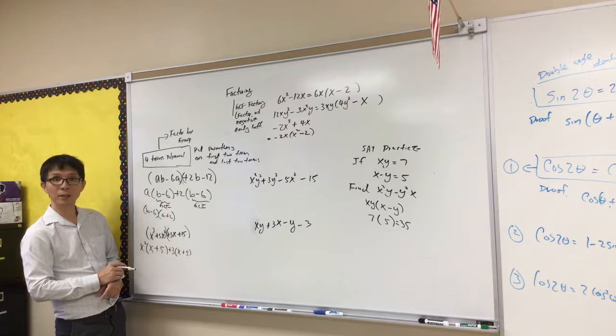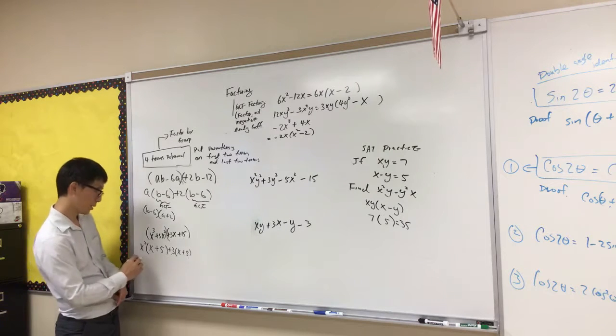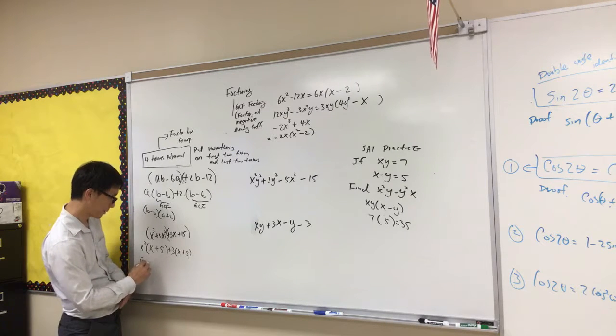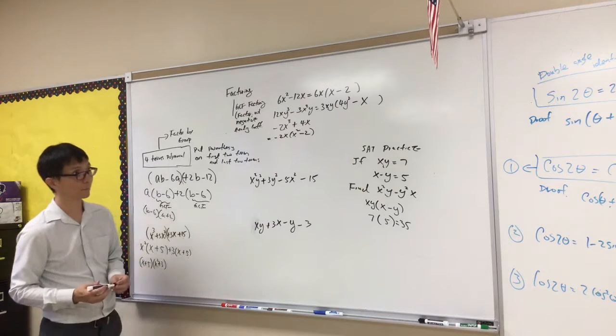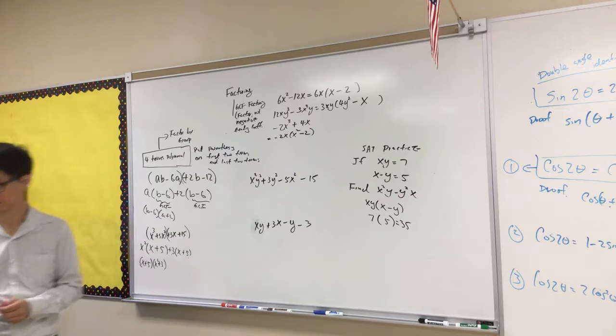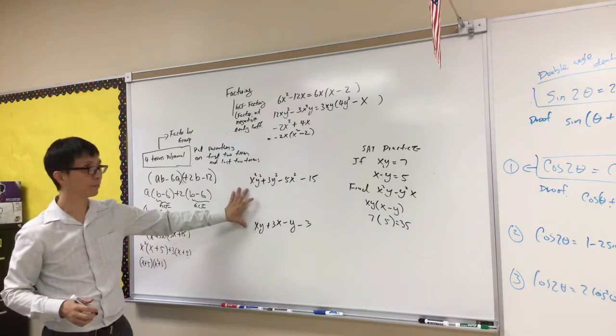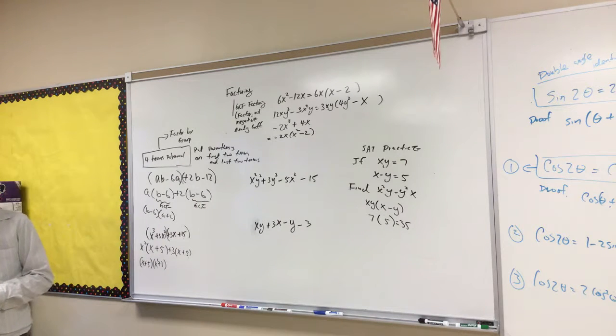So what's the GCF here? x plus 5. And then once you factor that out, it's going to be x squared plus 3. Two more. Yeah, you got the next one?